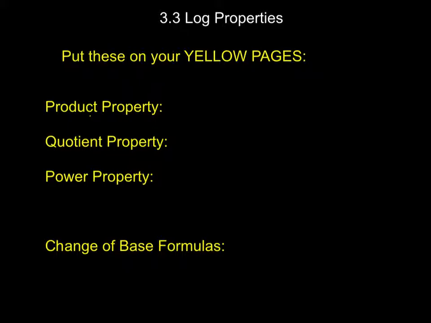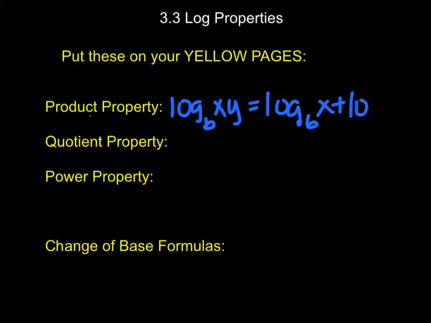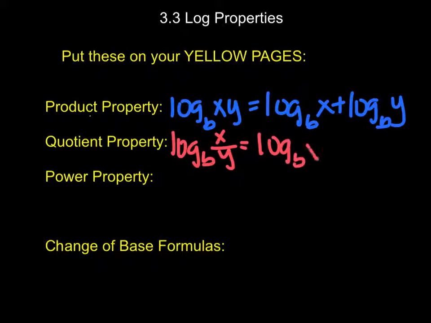The product property says that if you have a log to some base and two things that are multiplied together, whether they are numbers or variables, they expand out to addition, the same base. The quotient property says if you are dividing two items, whether they be constants or whether they be variables, they expand out to subtraction.